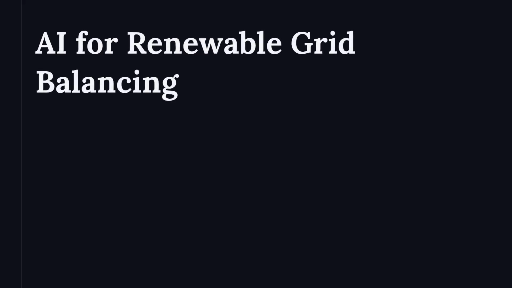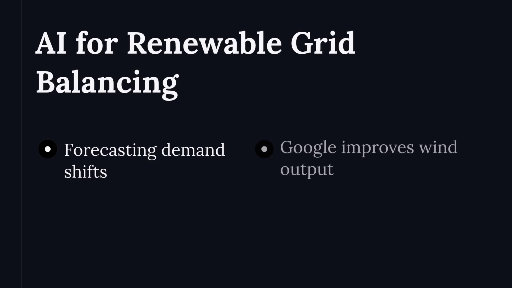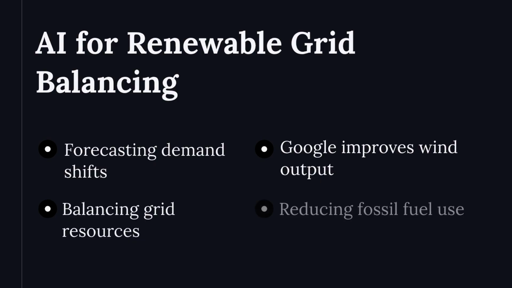In the energy sector, AI is used for forecasting and renewable energy management. It can predict demand and supply fluctuations to improve grid operations. Google is named as an example of AI-powered energy management that optimizes wind energy output. AI models can also balance renewable sources with traditional power grids, improving reliability and reducing dependence on fossil fuels.